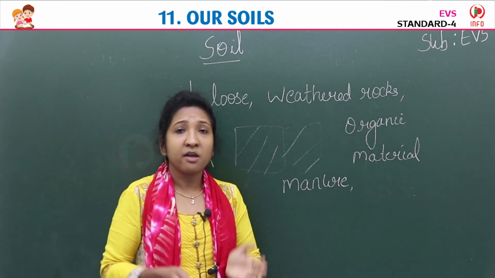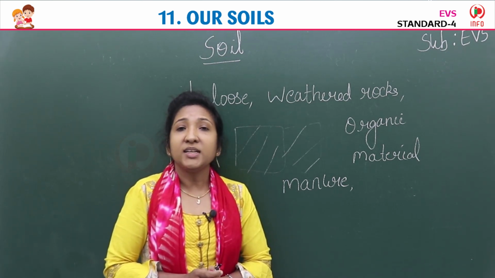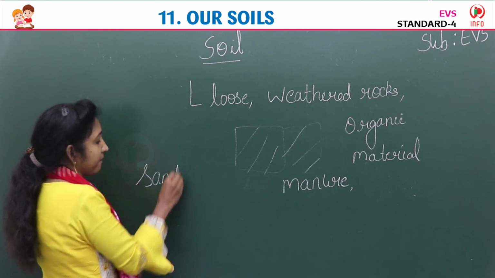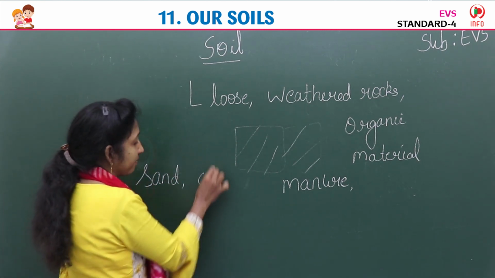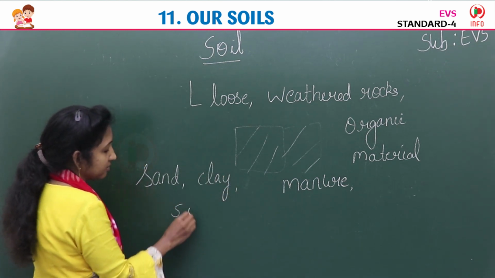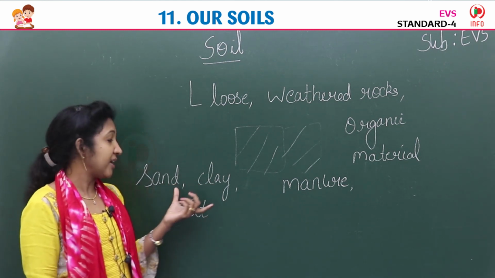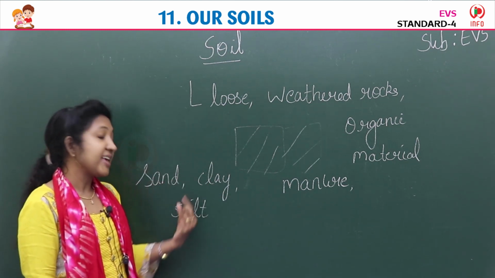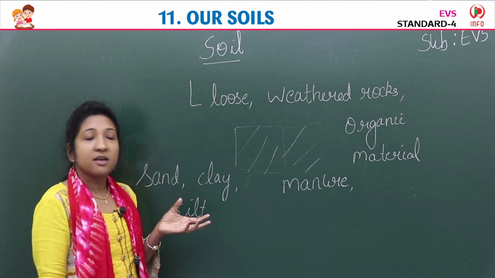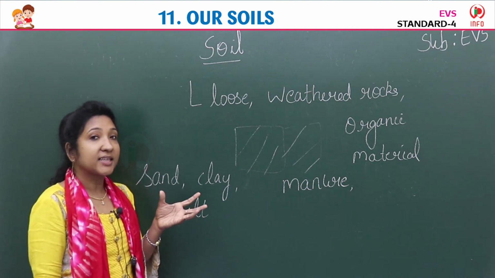Then what all things does soil consist of? Soil consists of sand, then clay, then what else? Silt. These are the substances which soil consists of. Sand means fine sand you can see outside, isn't it? Clay, when soil is mixed with water, we get clay.